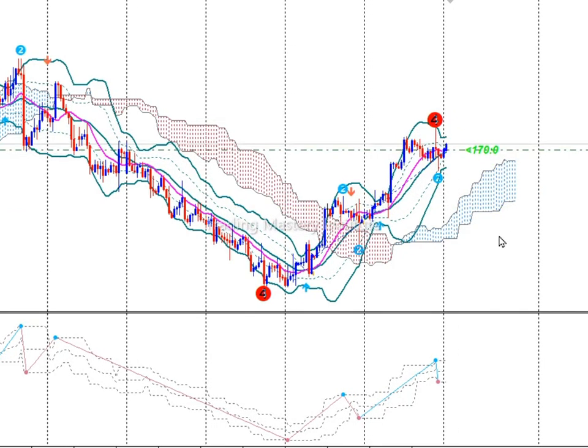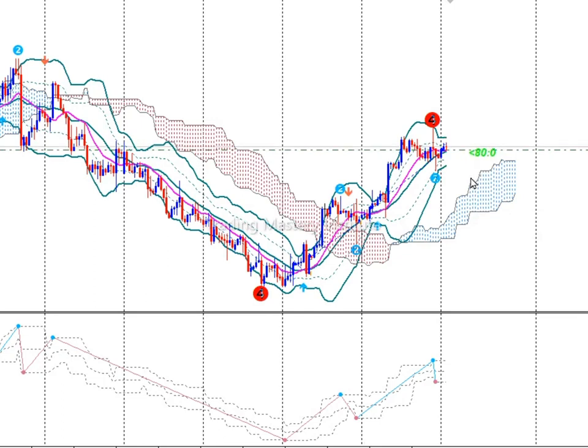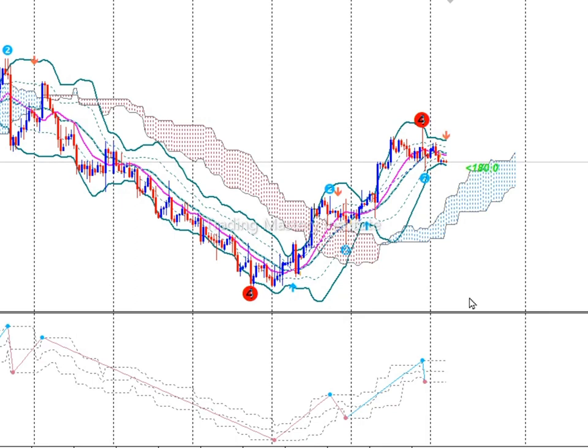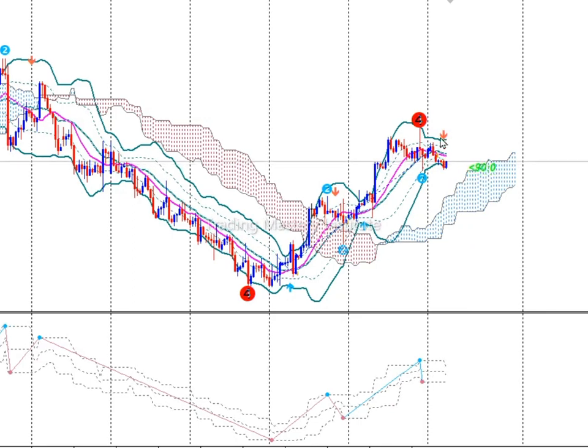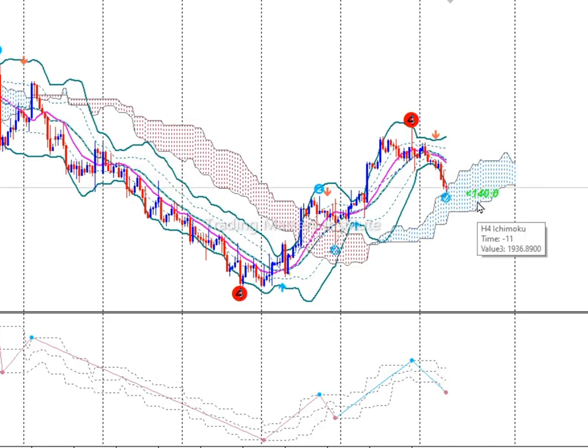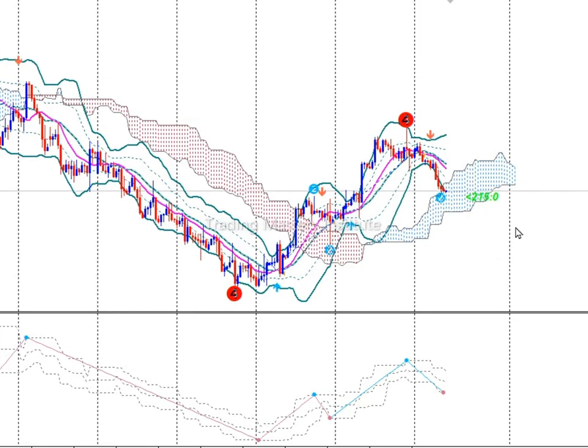Now we are waiting for an arrow to appear, stating that this is a confirmed resistance. So we wait. There is a strong resistance over here. Now what we are waiting for is the same scenario, but below the cloud. So now we wait.